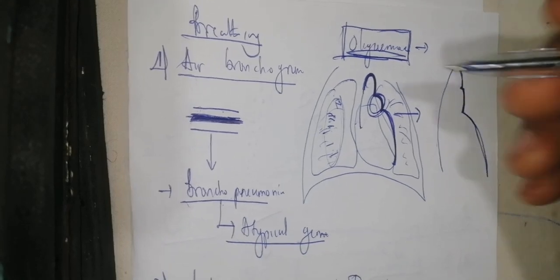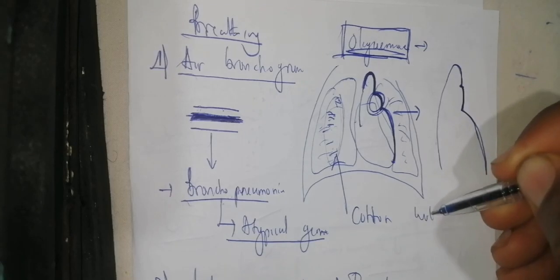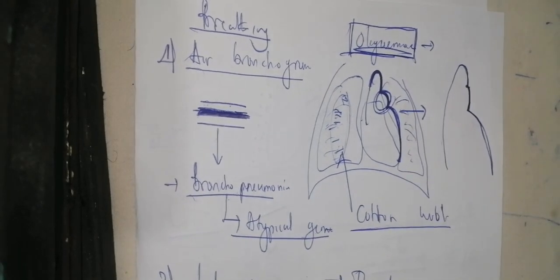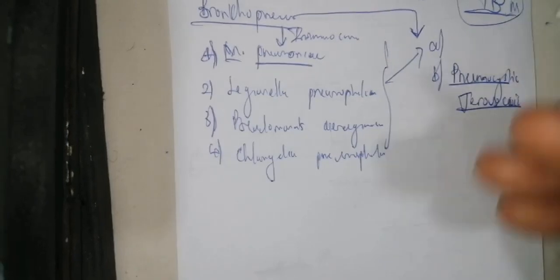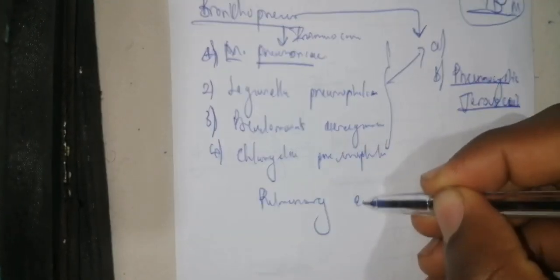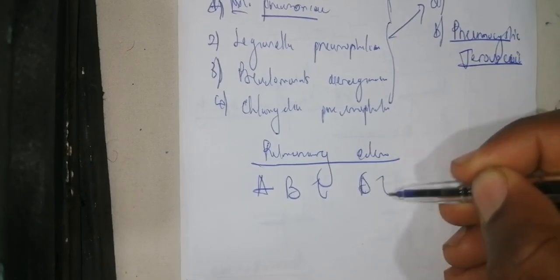Another thing that you can visualize is the cotton wool appearance. Cotton wool appearance is a peculiar sign that we have in a case of pulmonary edema. And you need to know that we have specific signs of pulmonary edema on the X-ray, which I'm just going to tell you. The signs of pulmonary edema are associated with the mnemonic A, B, C, D, E.